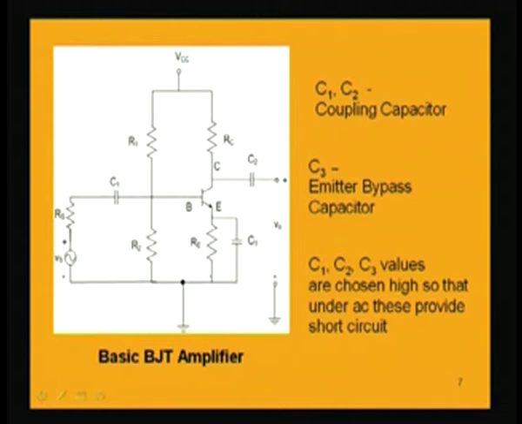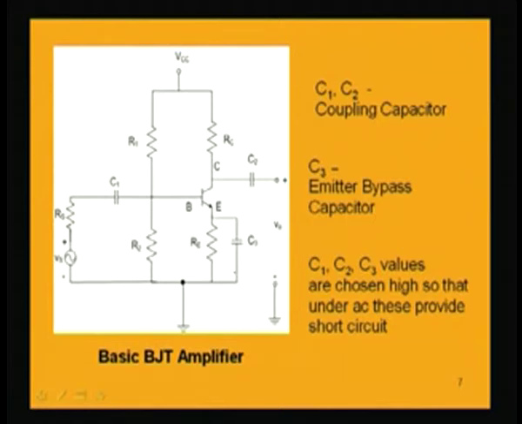That is, to avoid this Re from reducing the voltage gain, or for getting rid of that problem of reduction of the voltage gain, this capacitance, which is the emitter bypass capacitor, is used.